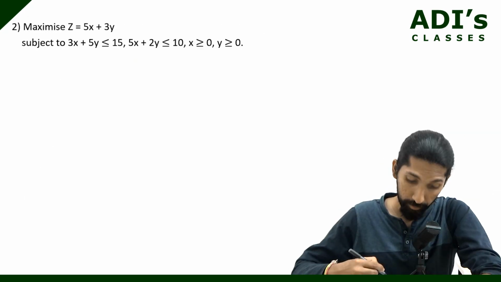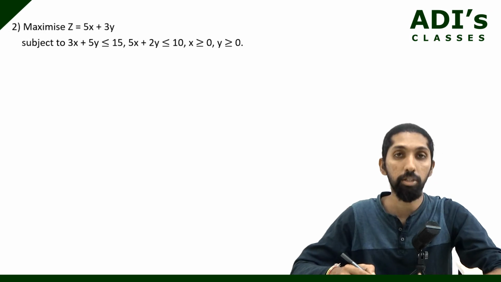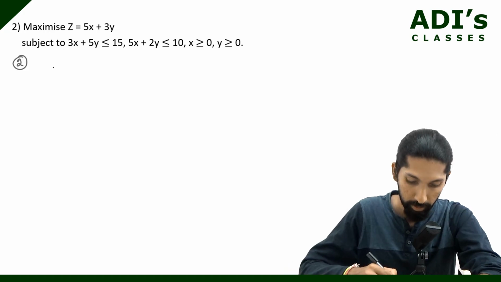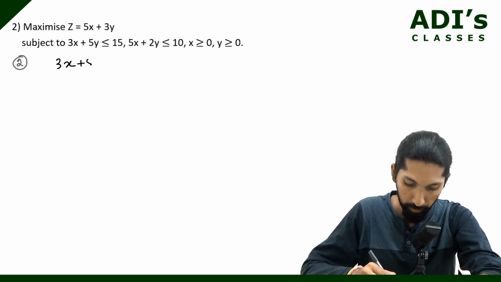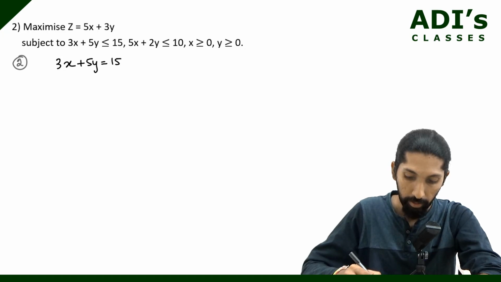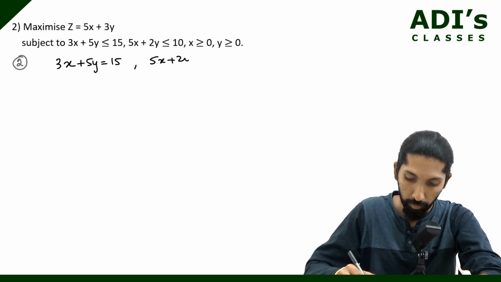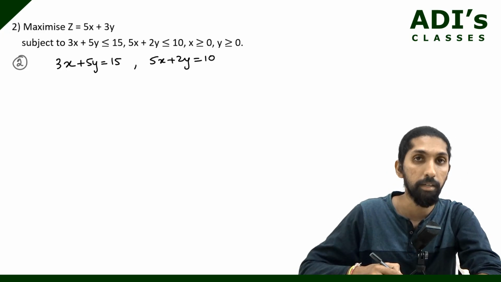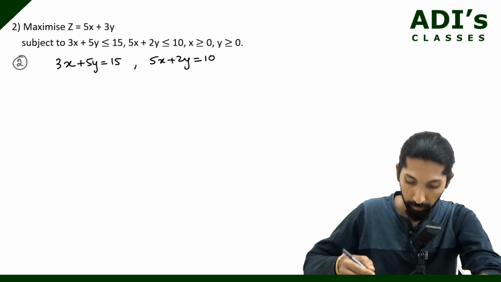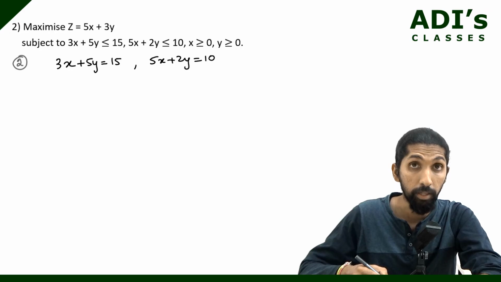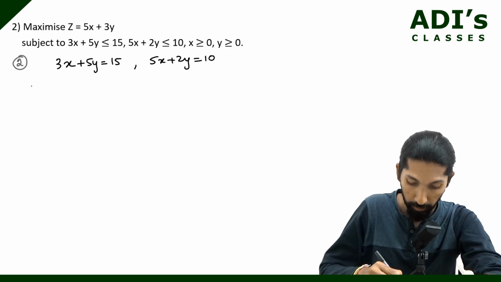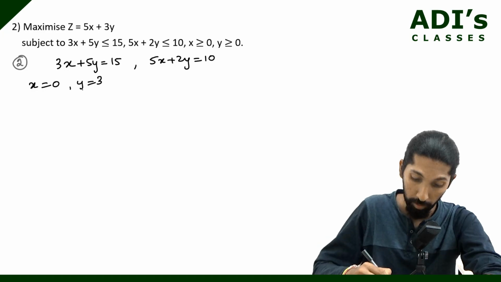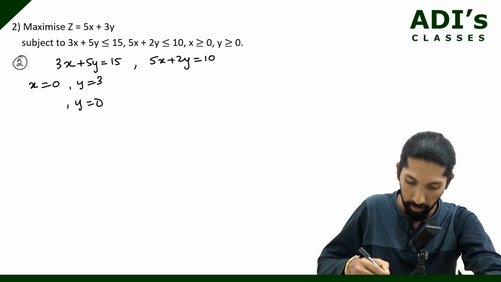See the second problem? Again, maximize, subject to two conditions, correct? So for the second one, take the first condition, 3x plus 5y is equal to 15. Next is 5x plus 2y is equal to 10. Of course, x is greater than or equal to 0, y is greater than or equal to 0, correct? Now 3x plus 5y is equal to 15. Start with the values. Suppose if x is 0, then y is 3, correct? Suppose if y is 0, then x is equal to 5.